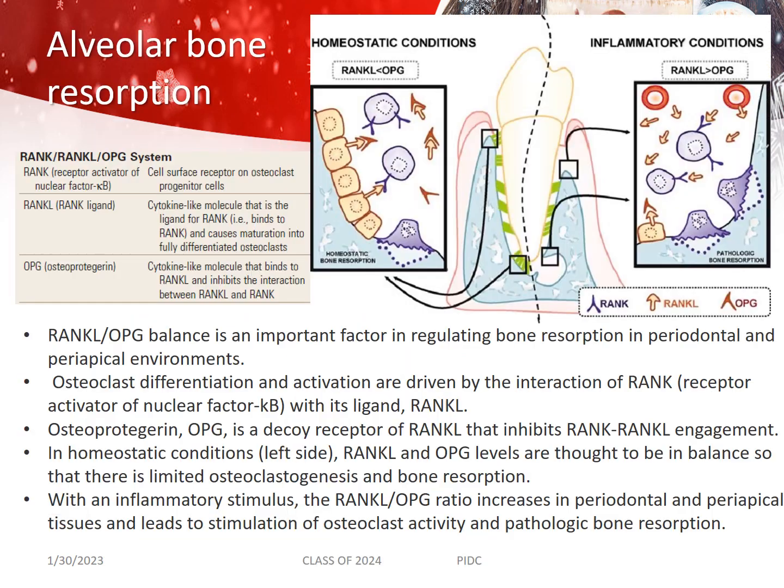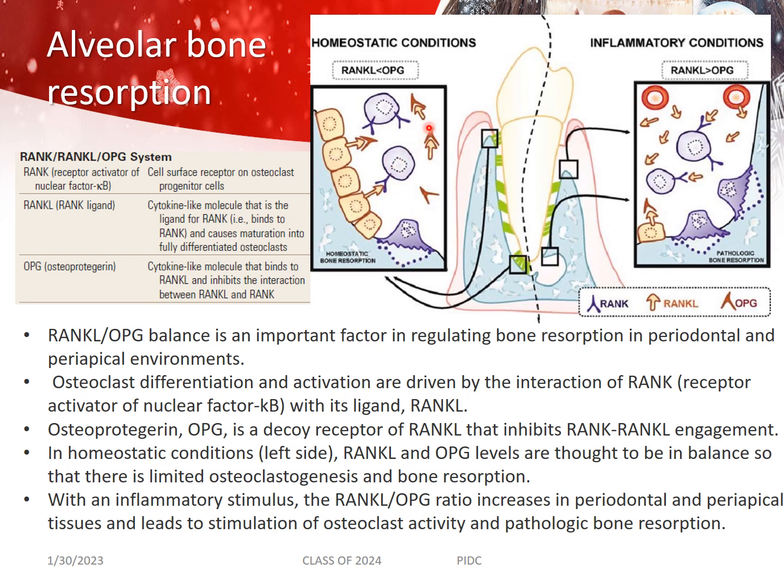Now coming on to RANKL, it is a cytokine-like molecule that binds to RANK. In this way it tends to bind, causing maturation into a fully differentiated osteoclast. So when these two bind together, a normal bone cell changes into an osteoclast cell, and then destruction takes place.